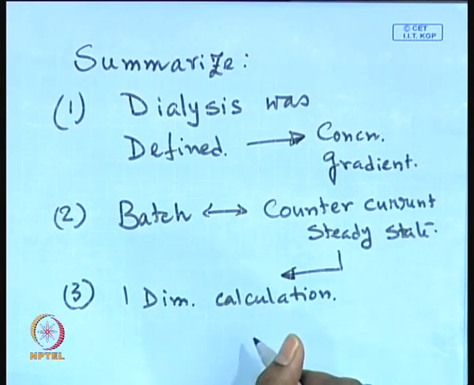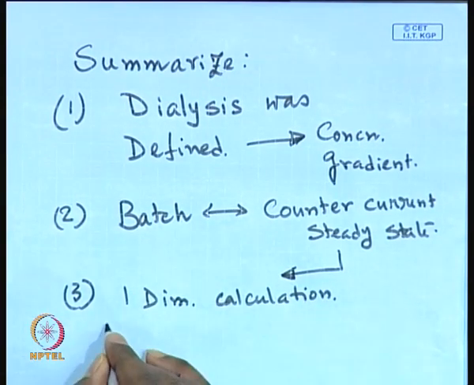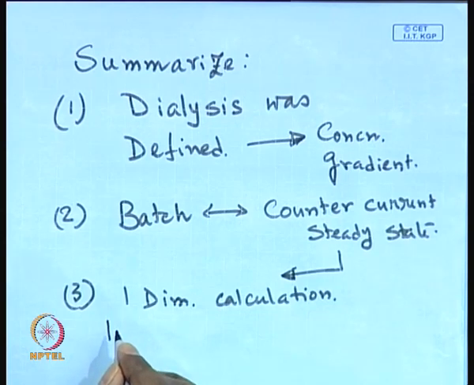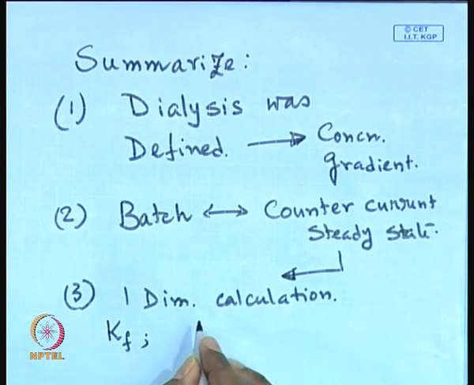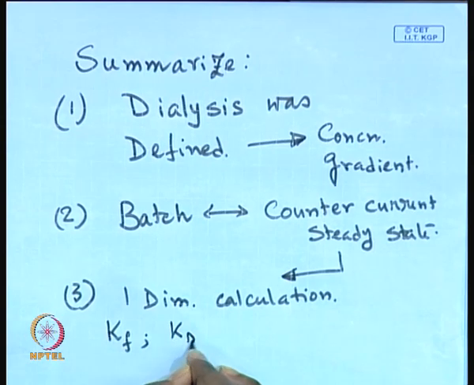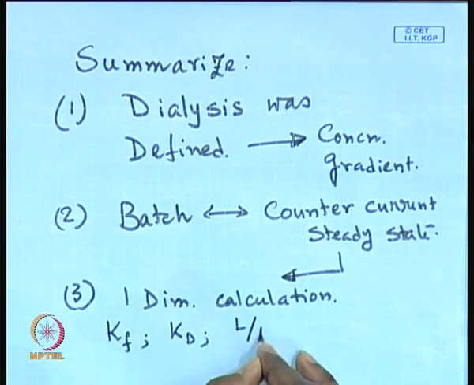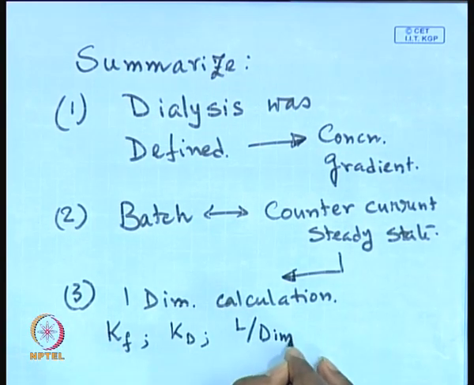Now, we identified various resistances or mass transfer coefficients. Mass transfer coefficient is nothing but the inverse of the film resistance. So, we identified the film mass transfer coefficient on the feed side, the mass transfer coefficient on the dialysate side, and the membrane resistance L over D I M. These three resistances are put in series and you get the overall mass transfer coefficient or overall resistance. Then we carried out an analysis.